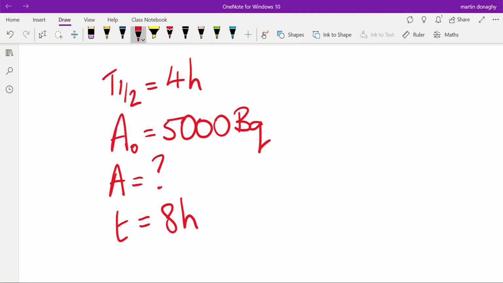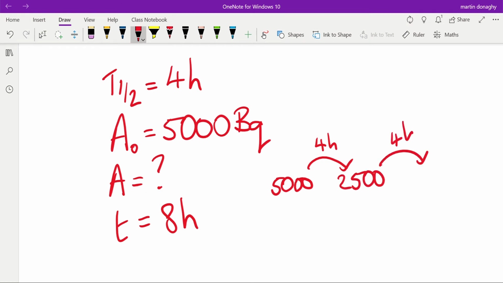What we would have done at GCSEs is we would have gone 5,000. After 4 hours, one half-life, that would halve down to 2,500 becquerels. And after another 4 hours, it would drop down to 1,250 becquerels.